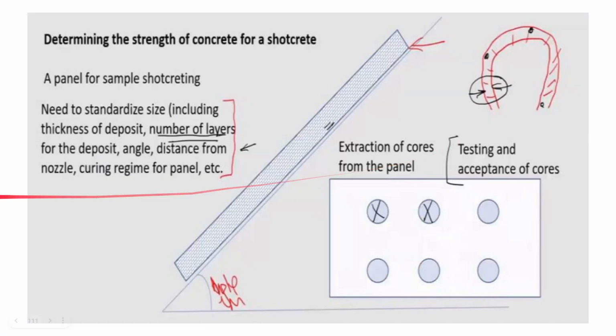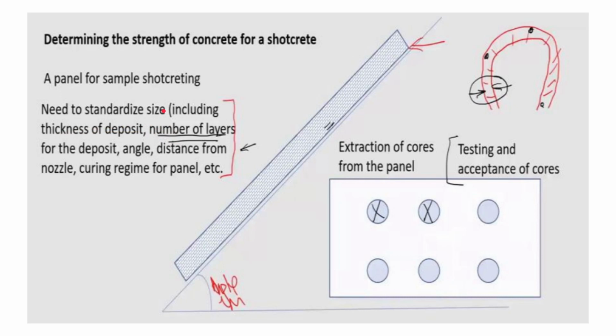So determining the strength of concrete for a shotcrete. This is a panel for sample shotcreting. Say, for example, we have to shotcrete. There are various criteria which have to be taken into account for standardizing the size of the nozzle and everything.